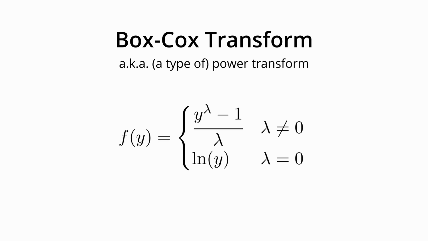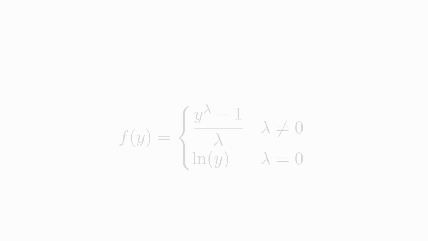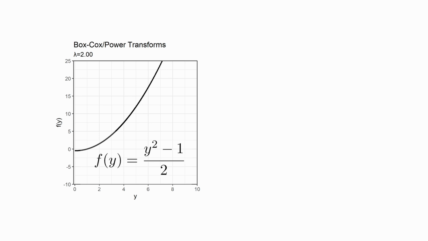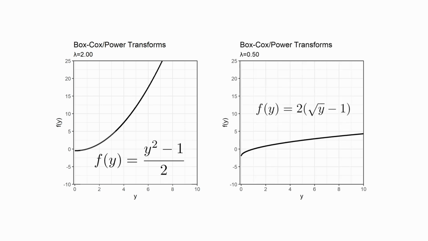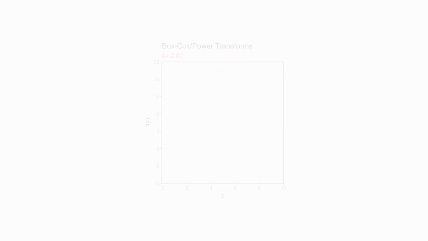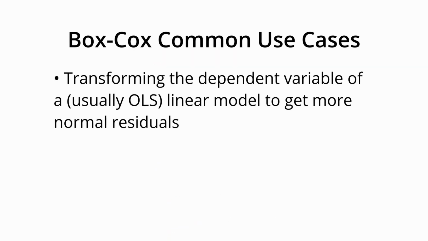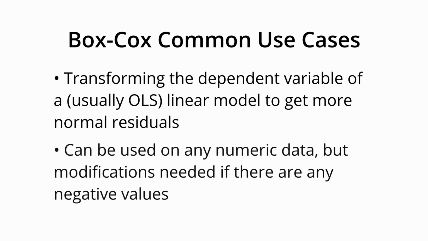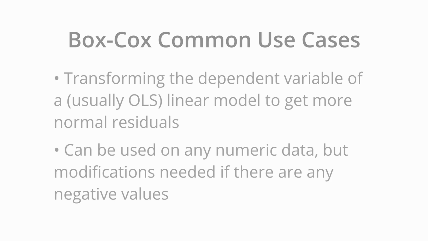Basically, you are raising a non-negative value y to some power with an offset of 1 and scaling it. This could be something like squaring values with lambda equal 2, or taking the square roots of them with lambda equal 1/2, but the actual value of lambda used can be somewhat arbitrary. The scenario that I've usually seen this used in is transforming the dependent variable of a linear model so that the residuals are normal when being fit, but it can also be used on any numeric data, with some restrictions or adjustments needed on negative values.